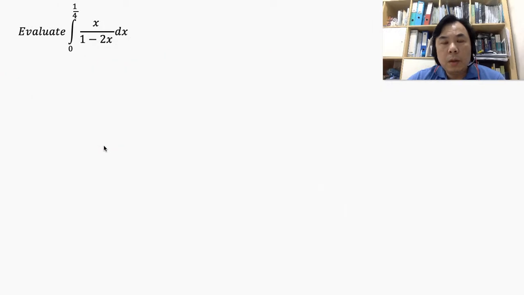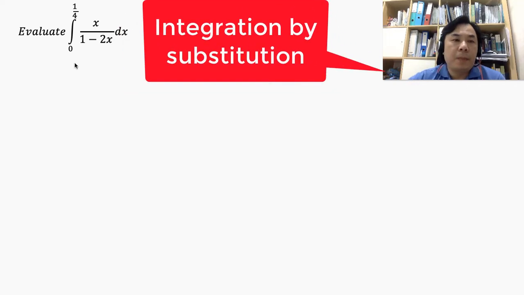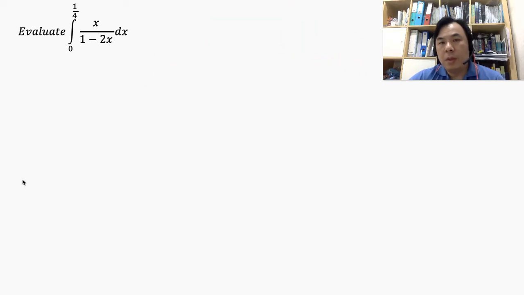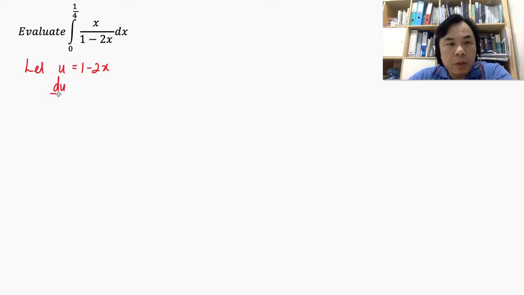Alright, welcome back. Now I'm going to show you how we evaluate this using substitution. Okay, let's get started with this. Now there are many ways to substitute this, but I find that the easiest way is to do it this way. So I'm going to let u equal 1 minus 2x. Now from here we're going to follow the standard procedure. We're going to differentiate this with respect to x. So therefore I'll get a negative 2 here.